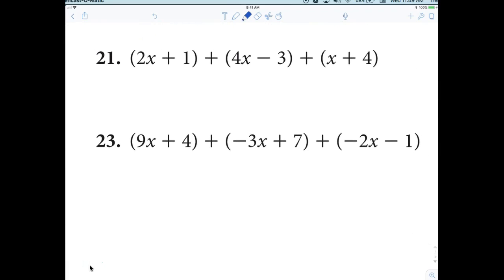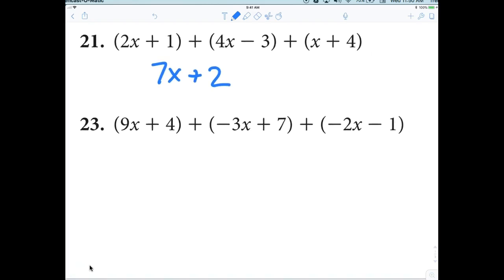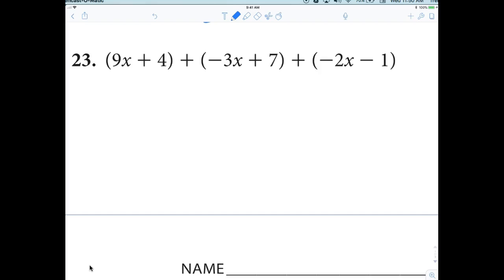All right, so tell me about 21. 7x plus 2. Number 21. Please check your work. 7x plus 2. Everybody good? All right. Caroline. Go ahead. Shh, listen to her now. How'd you get that? Which is? And then?